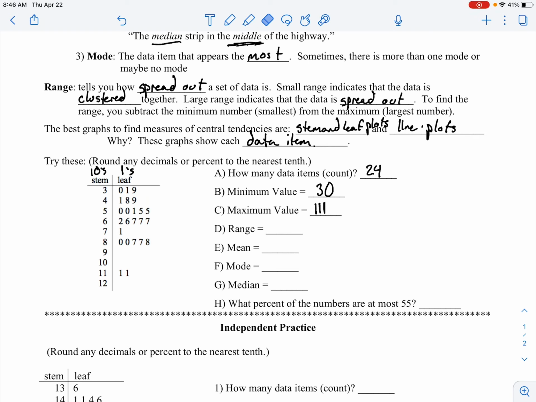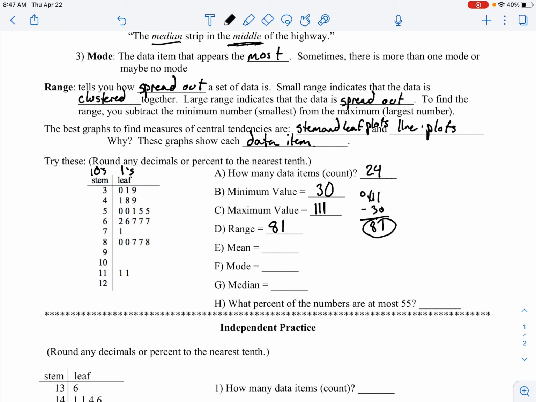All right, so now we're asked to find the range of this data. Remember, range is the biggest minus the smallest. So we're going to go 111 minus 30. 1 minus 0 is 1. Borrow, and 11 minus 3 is 8. And there it is, we just found our range. The range of this data is 81. That's a big number, so that means this data is pretty well spread out. Nothing is too clumped together.